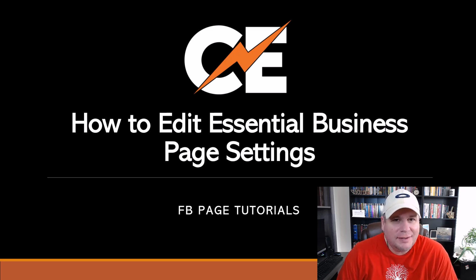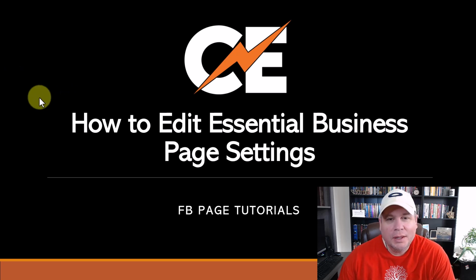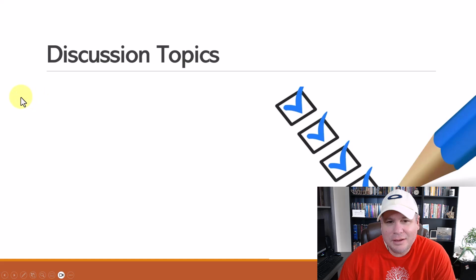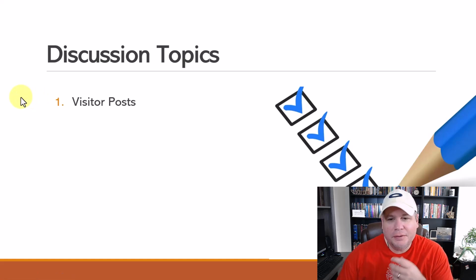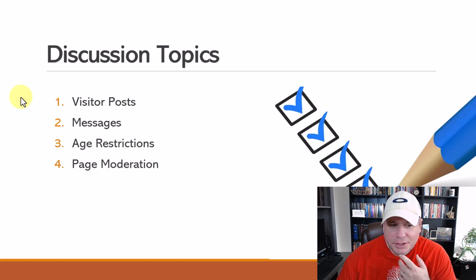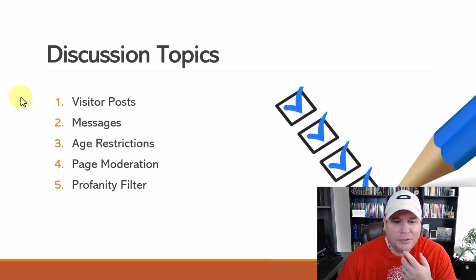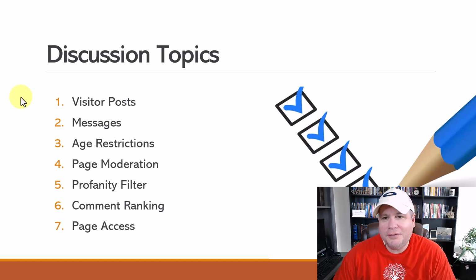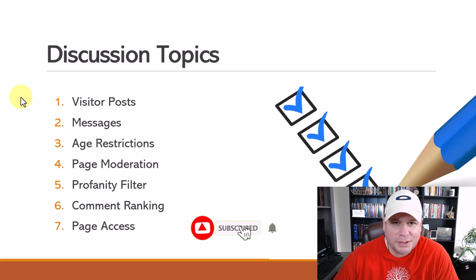I'm going to be showing you how to edit essential business page settings that are highly recommended that you configure. A few of the settings we're going to be discussing in this video are visitor posts, messages, age restrictions, page moderation, profanity filters, comment ranking, and page access.